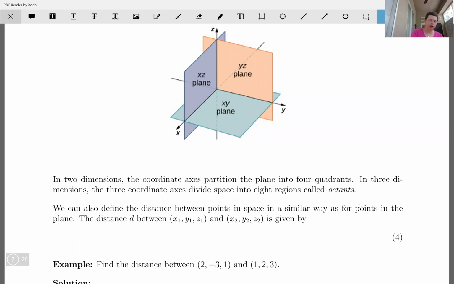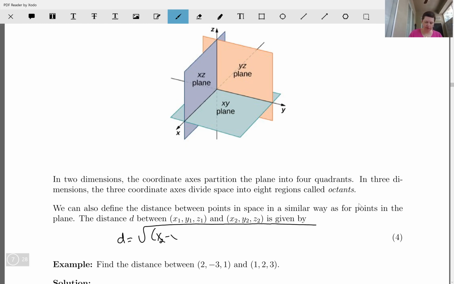Well, d is just going to be the square root of x2 minus x1 quantity squared plus y2 minus y1 quantity squared plus z2 minus z1 quantity squared.